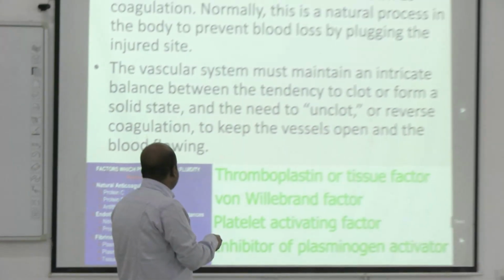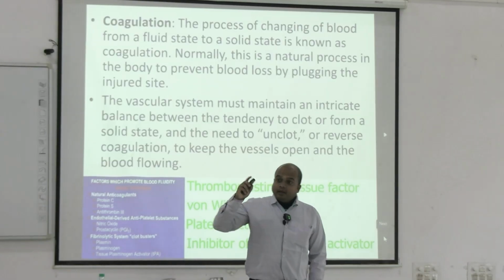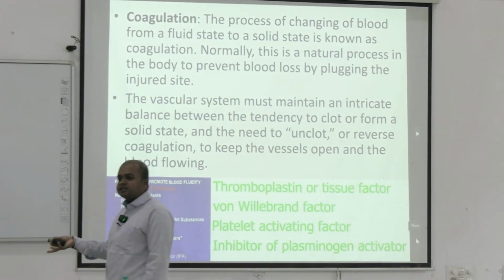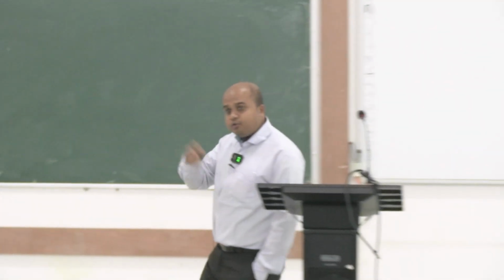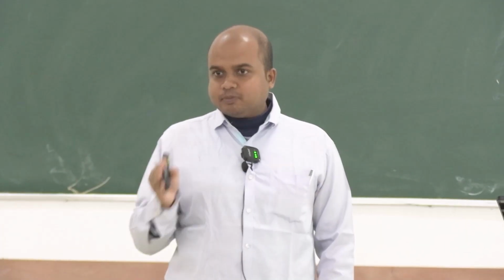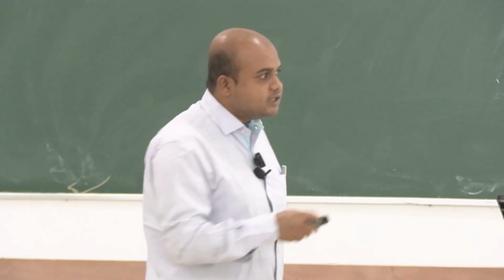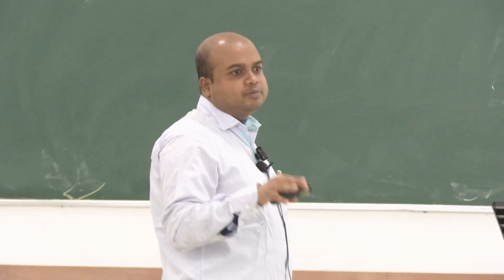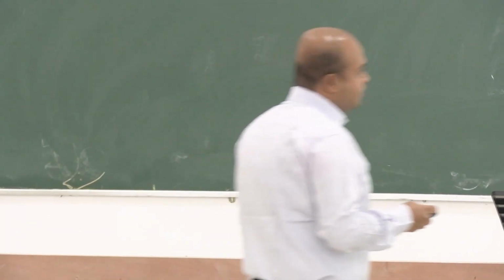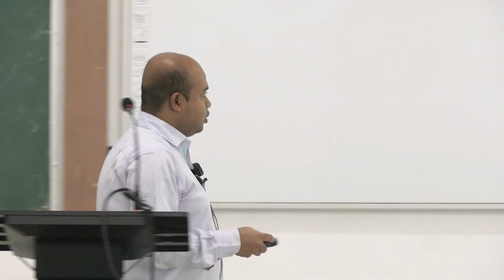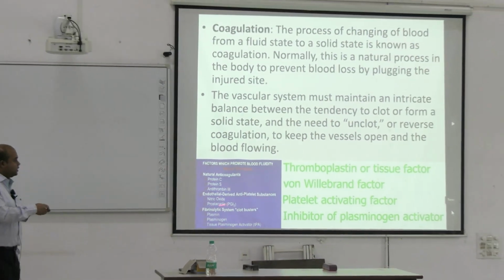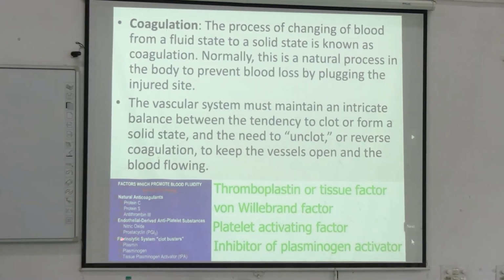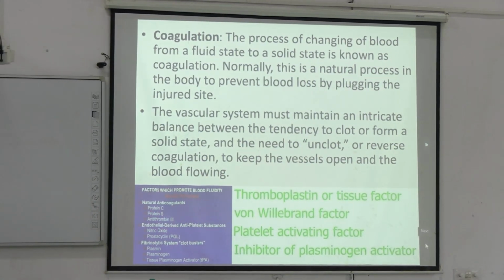So these are pro-coagulant factors. Plasminogen to plasmin is induced by plasminogen activator. If there is some factor which can inhibit that plasminogen activator, it again becomes a pro-coagulant process. Pro means helping in coagulation, that is, it is not allowing plasmin to break down fibrin. Fibrinolysis won't be possible, or it would be slowed down. So these are the natural anticoagulants: endothelial derived antiplatelet substances, protein C, and protein S.